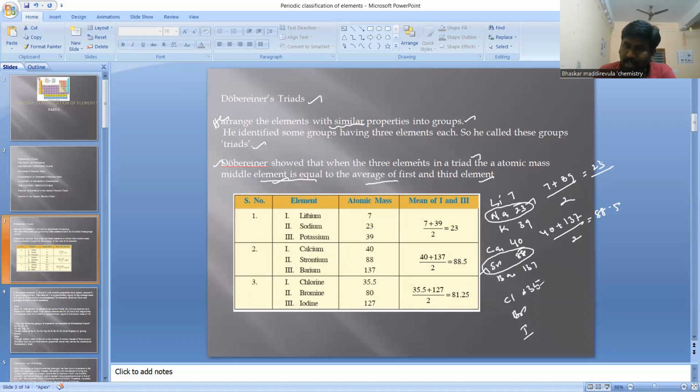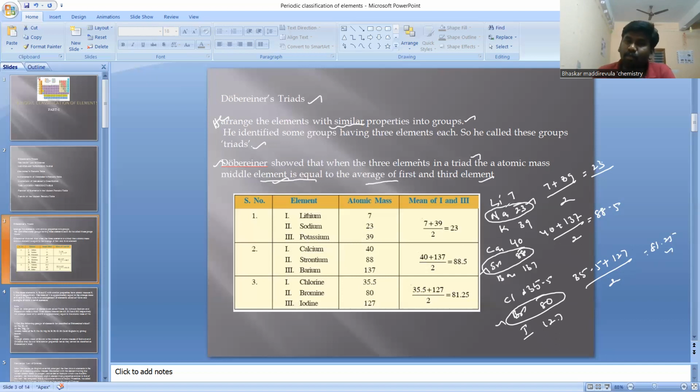So the atomic mass of chlorine is 35.5, the atomic mass of bromine is 80, and the atomic mass of iodine is 127. Now it is also shown that the atomic mass of the middle element is equal to the average of the first and third elements. The first element's atomic mass is 35.5, plus the third element's mass of 127, and the average is around 81.25. So this average is approximately equal to the atomic mass of the middle element.